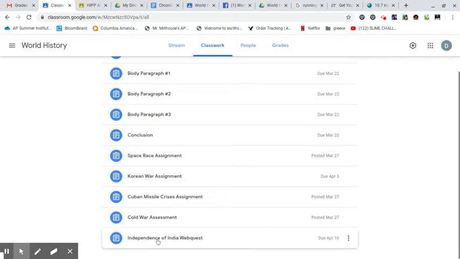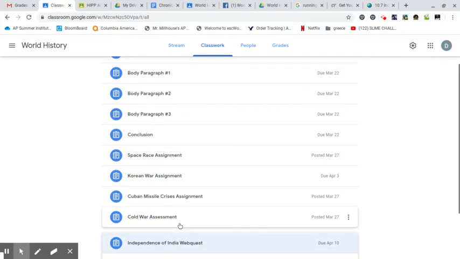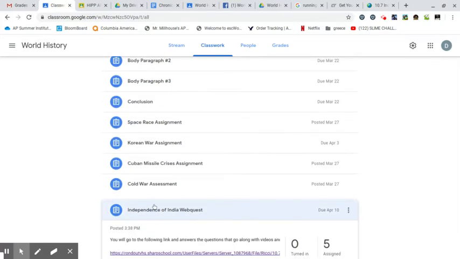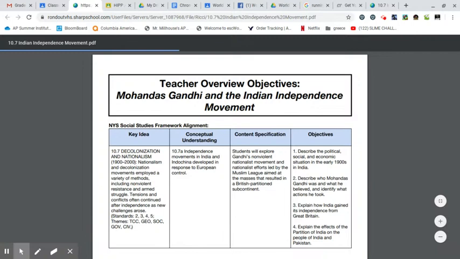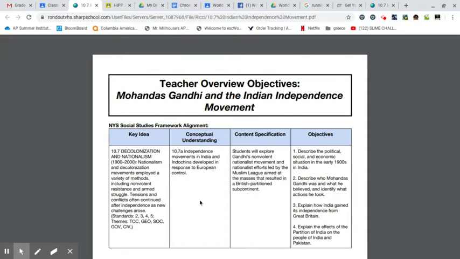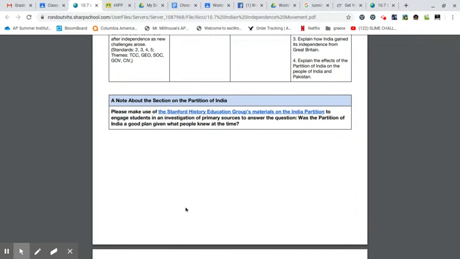And the only thing you're going to have to do this week for world history is this Independence of India web quest. It is worth 50 points. It's something that if I was you, I would do a little bit every day. You don't have to do it all at once, or maybe you want to knock it all out at one time. That's fine. However you want to do it, as long as you get it in by Friday. This stuff right here is just kind of the teacher stuff, not super important for you.